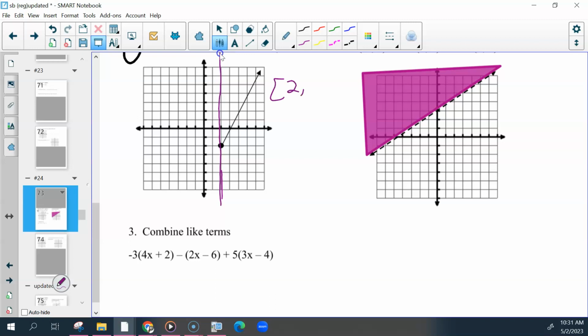And then the arrow is going to keep going up and right. So it's going to keep going forever to the right. So it's going to end at infinity. So you can write it like that, or x is greater than or equal to 2. Questions on that one?